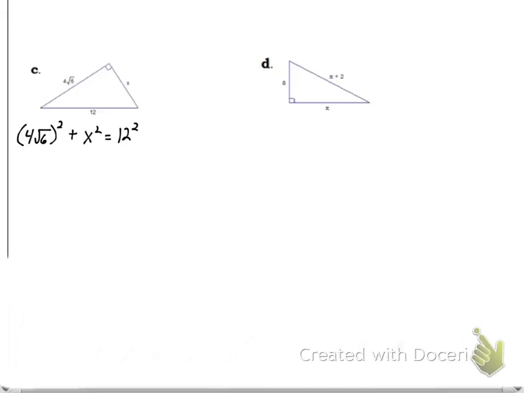All right, when I square this, what I do in my head is I do the 4 times the 4 first. So I kind of distribute this square. So I do the 4 times the 4, which is 16, times the square root of 6 times the square root of 6, which is 6, plus x squared equals 144. And what's 16 times 6?